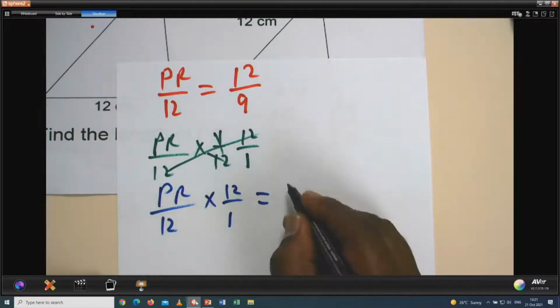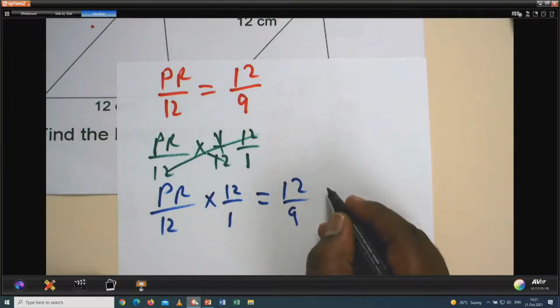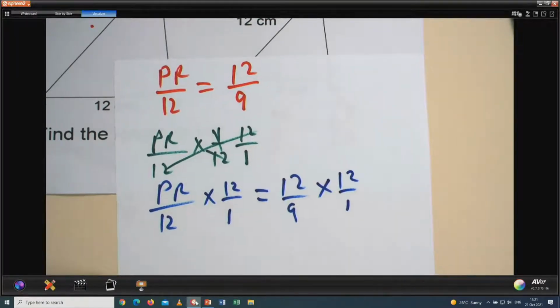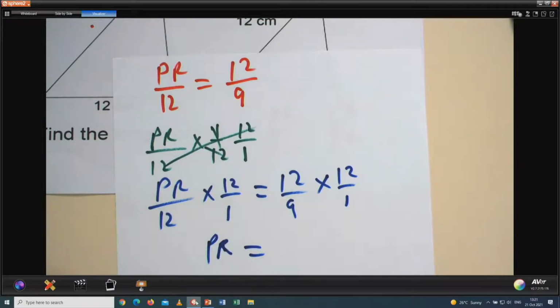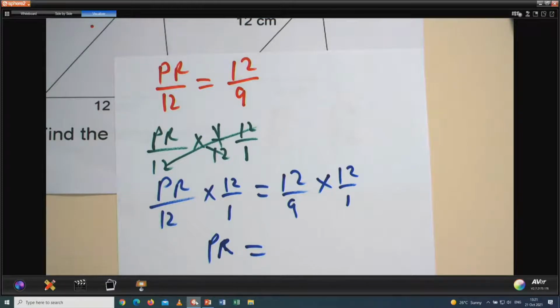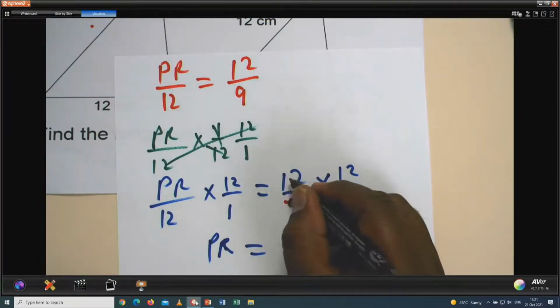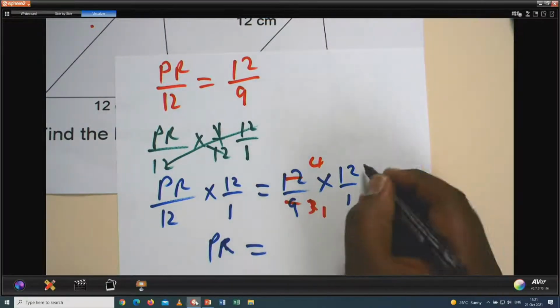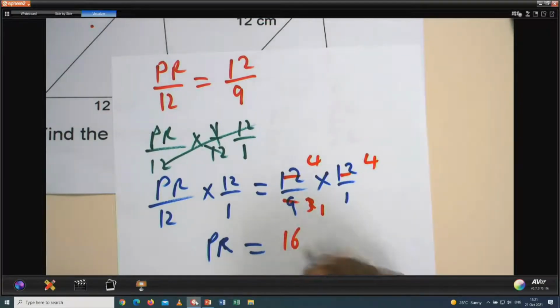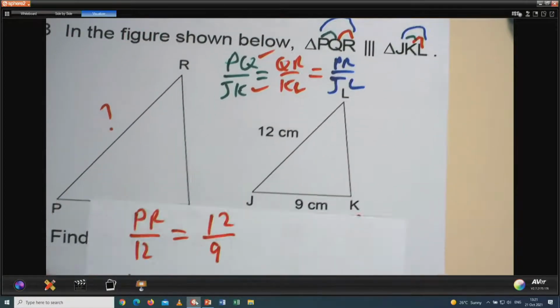But remember, with equations, whatever you do on the left, you're also going to do on the right. Therefore, you say 12 over 1, and then 12 and 12 ones. Therefore, that's your PR. How many 3s in 9? There are 3 of them. How many 3s in 12? There are 4 of them. How many 3s in 3? 1. How many in 12? 4. Therefore, your PR will be 16.